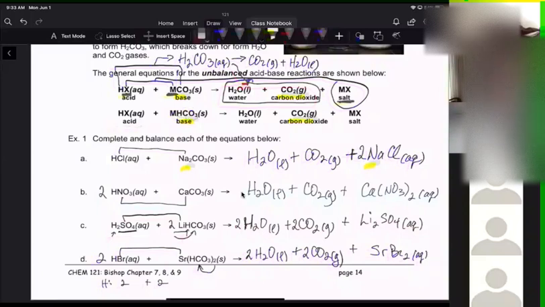Wait, we have 6 oxygens in the first half of the equation. Oh yeah, let's take a look at oxygens. I'll do that in red. So for oxygens, we have 6, 2 times 3 equals 6. Here we have 2 from water and 4 from CO2.